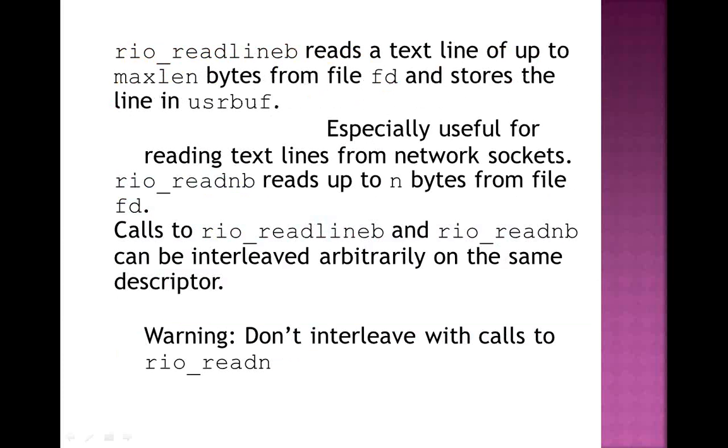This is the explanation. RIO read line B reads a text line of up to maximum byte length from the file FD and stores the data. It is especially useful for reading text lines from network sockets and so on. RIO read NB reads up to n bytes from a file. Calls to RIO read line B and RIO read NB can be interleaved arbitrarily on the same descriptor. Don't interleave them with calls to RIO read N.